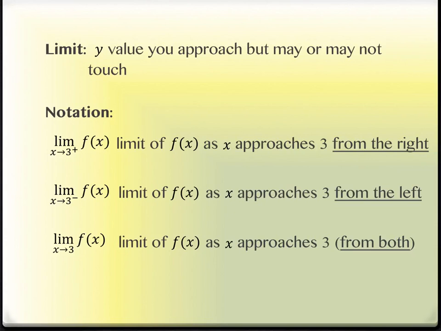And then if it doesn't have anything after it, it means you have to come from both ways. And that's actually what we were doing on that last problem that we did in 1.1. We were coming at it from the positive side, the 2.01, 2.001, those kind of values, and from the negative side, values that are slightly smaller, 1.9, 1.99, and we were coming at it from both directions. So without a plus or minus after it, we have to approach from both sides.